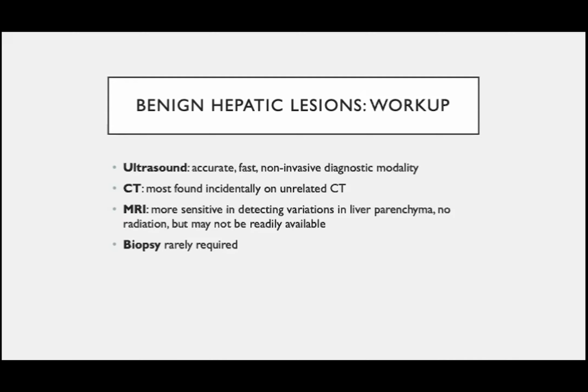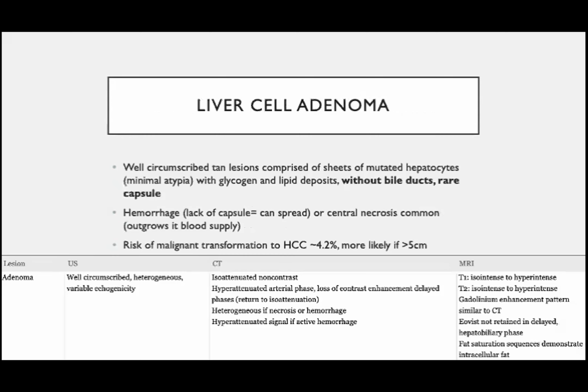It has no radiation, but may not be readily available. Biopsy is rarely required because the imaging characteristics are so consistent. So first, let's talk about adenomas. These are well circumscribed tan lesions comprised of sheets of mutated hepatocytes with minimal atypia, with glycogen and lipid deposits, without bile ducts, and rare capsules.